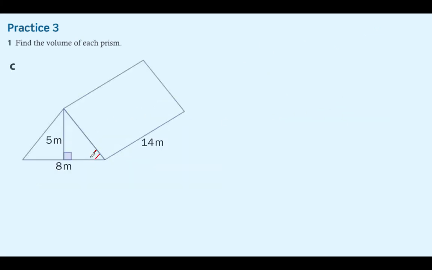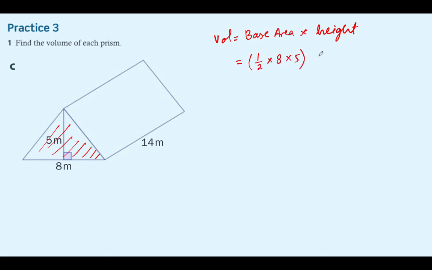Moving to part C, same scenario here. We can see the triangle is same on both ends, so this triangle will be taken as base. So formula for volume is base area times height. Since base is a triangle, half into base of the triangle is 8 and height of the triangle is 5 times height of the prism, that is 14, because they are making a right angle here. So if we simplify 2 and 8, we get 20 in this bracket times 14. So final answer is 280 cubic centimeters.